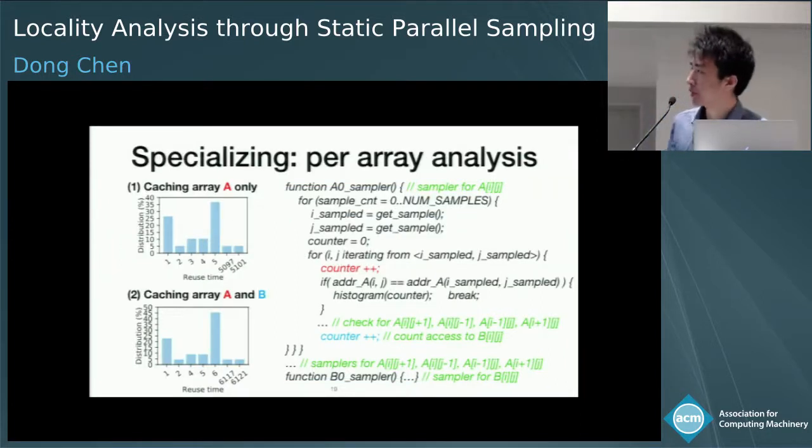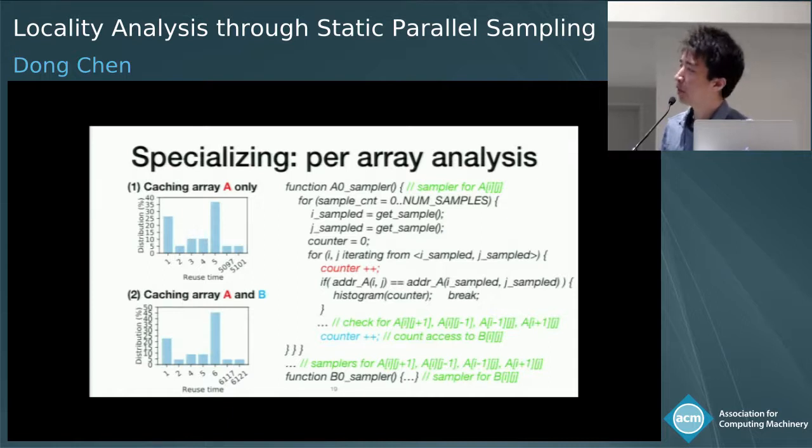Besides performance concerns, with the specializations we can also adjust the target of the analysis. For example, if we want to know the caching effect for different subsets of arrays, we can choose to generate a different set of counter increment statements. If we want to know the caching effect for A, we only need to generate the red counters, and if we want to know the caching effect for A and B, we generate the red and the blue counters. In this way, we can know the cache performance for different subsets of arrays.